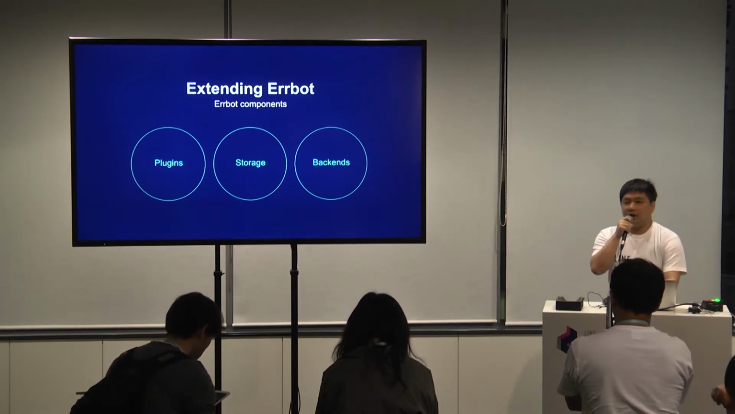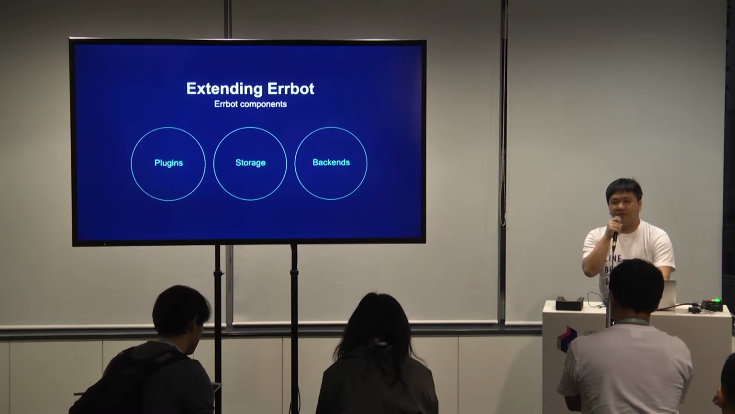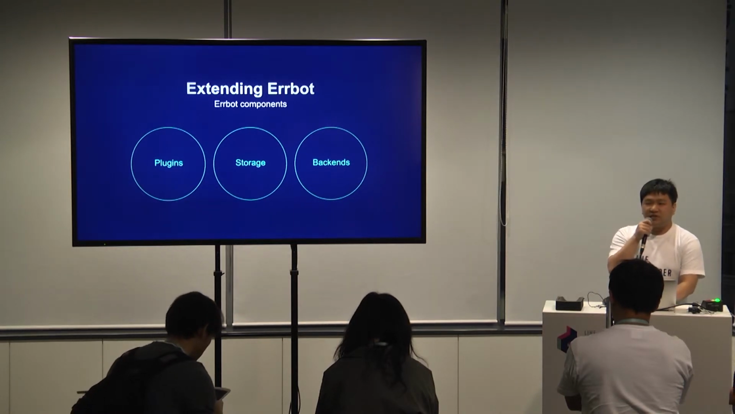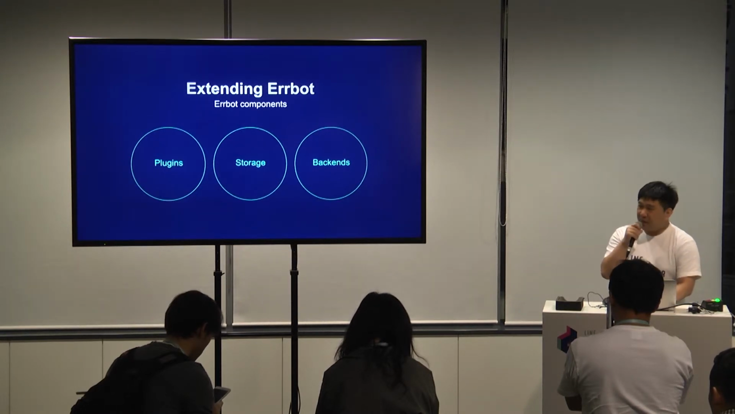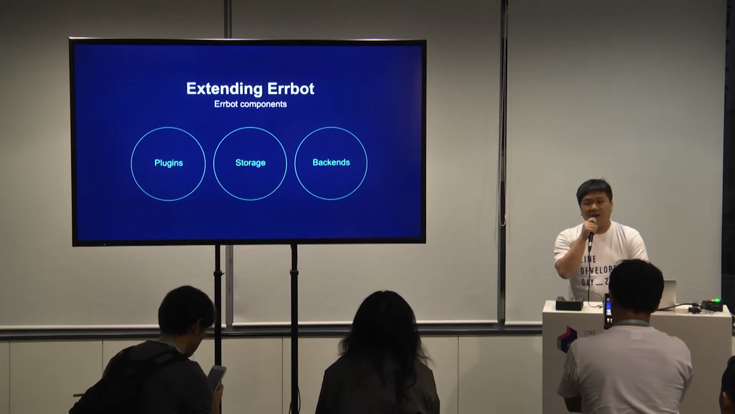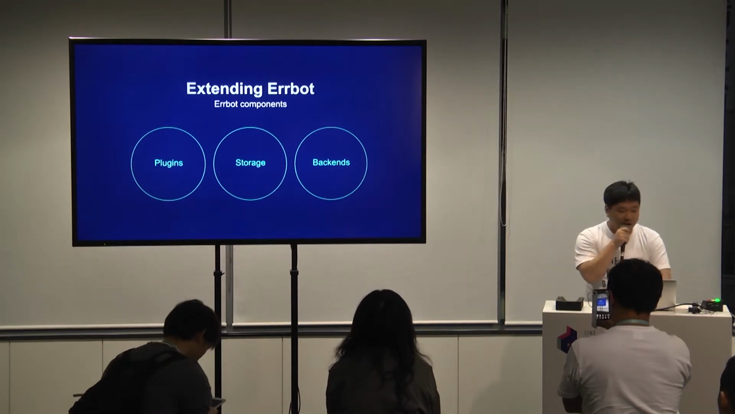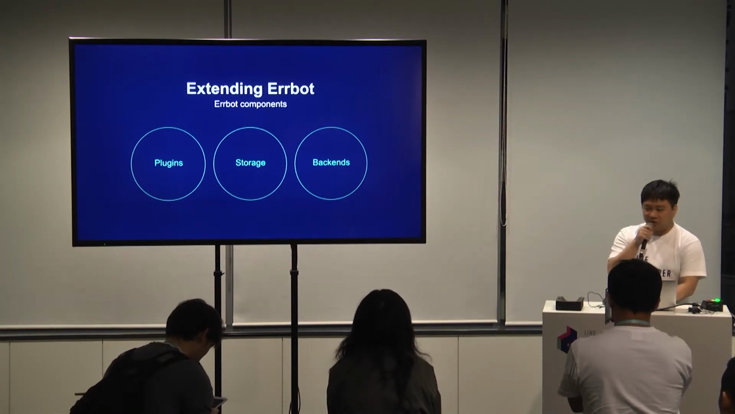Storage is for data persistence, so your plugin can keep some data. Each plugin can store things like user state inside of the storage plugin. And the next one is backends. Your bot has to connect to some service, right? So a backend allows your bot to connect to services.